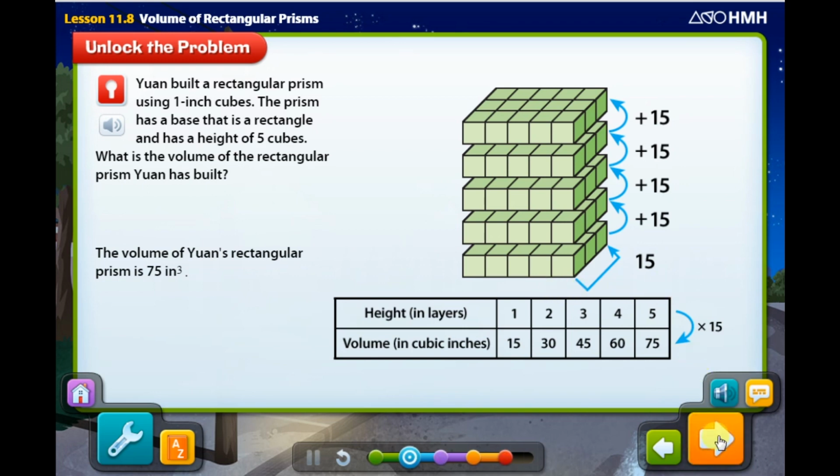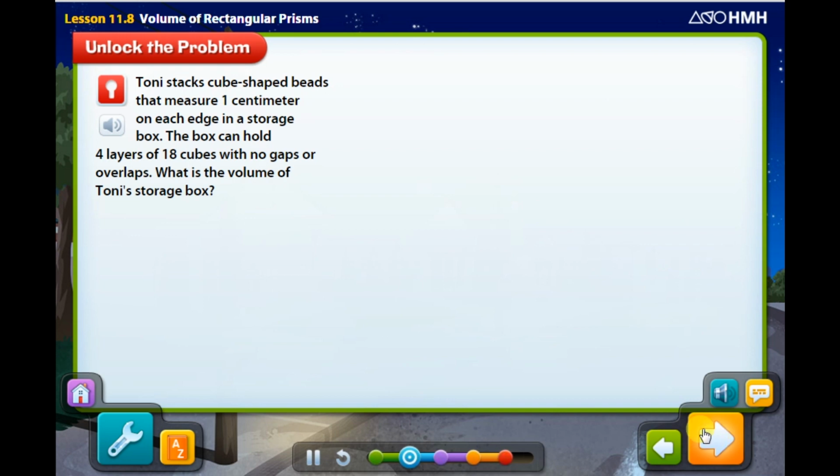Let's move forward. Let's solve a problem and find volume using area and height. Tony stacks cube-shaped beads that measure 1 centimeter on each edge in a storage box. The box can hold 4 layers of 18 cubes with no gaps or overlaps. What is the volume of Tony's storage box?